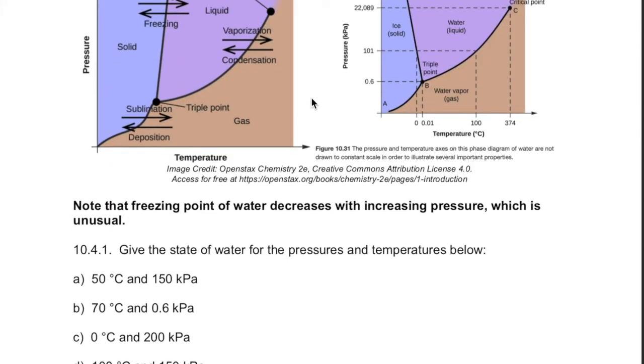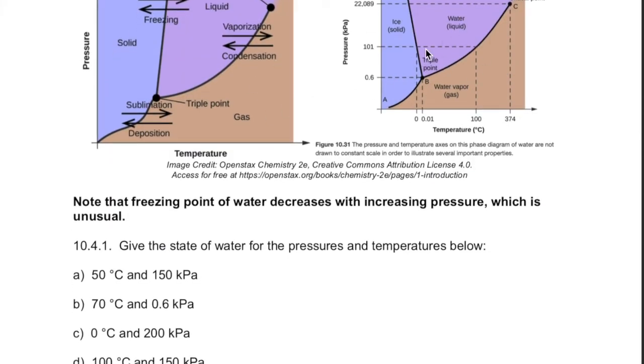So let's scroll up a little so we can see this diagram of water. And let's see what state water is in at 50 degrees Celsius at a pressure of 150 kilopascals. So we have something over here for the pressure, 150, maybe over here for the temperature, 50 degrees. And so that is going to be a liquid water set of conditions.